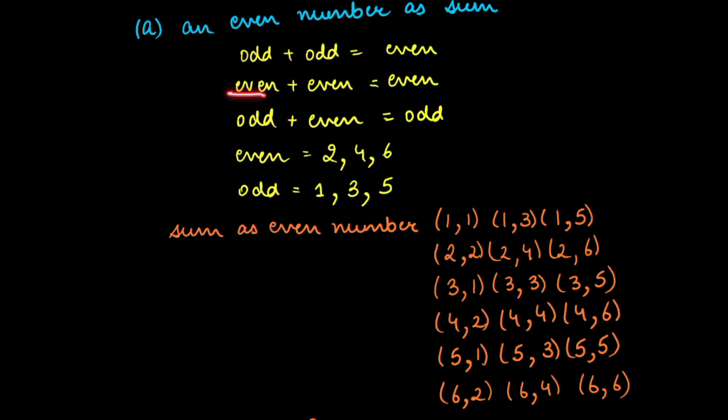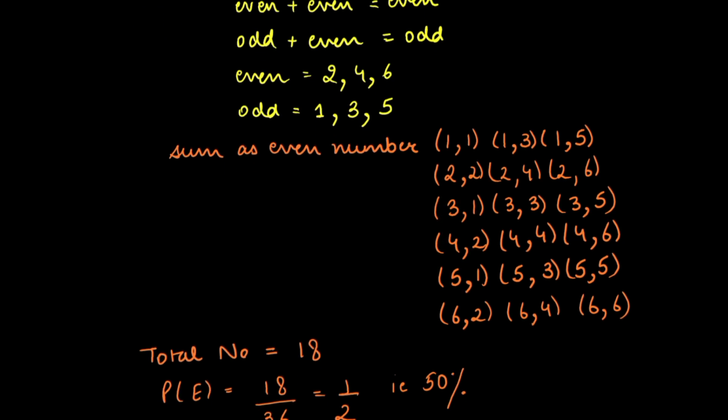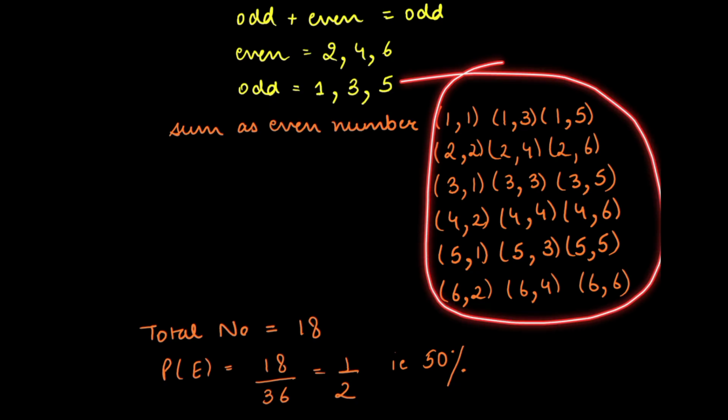Now if we have 2 on the first dice, the second dice also should contain an even number. Even plus even is even. Now if we have 2 on the first dice, second dice should be 2, 4 or 6 for it to be a favorable outcome, for the sum of the dice to be even. Now line wise we can do it for 3. 3 is odd, so we need to pair it with odd numbers. 4 is even, 5 is odd, 6 is even. Like this we can see these are the number of favorable outcomes.